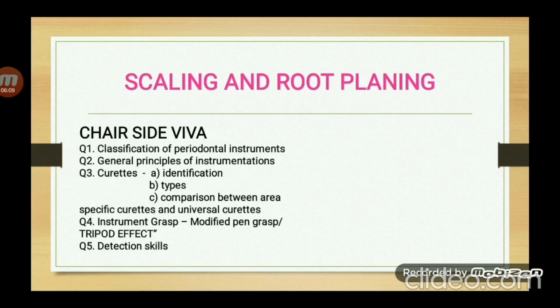Scaling and root planing. Under chairside viva, obviously this is what we do. They are going to ask you about this. They will begin with classification of periodontal instruments, or they might ask you to name all the instruments on your tray. Then you should know about the general principles of instrumentation. You should know about curettes. Then we have instrument grasp, the modified pen grasp which we use, and the detection skills.